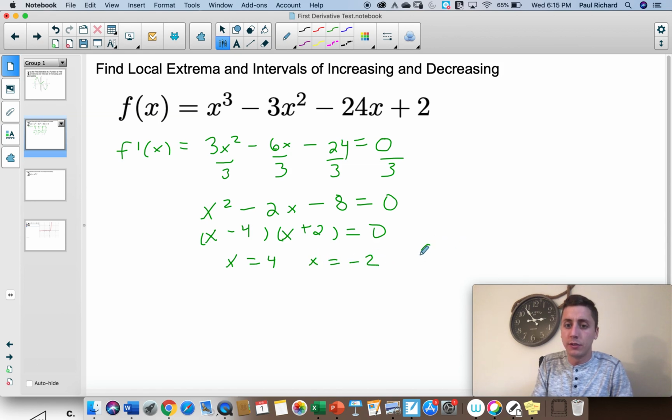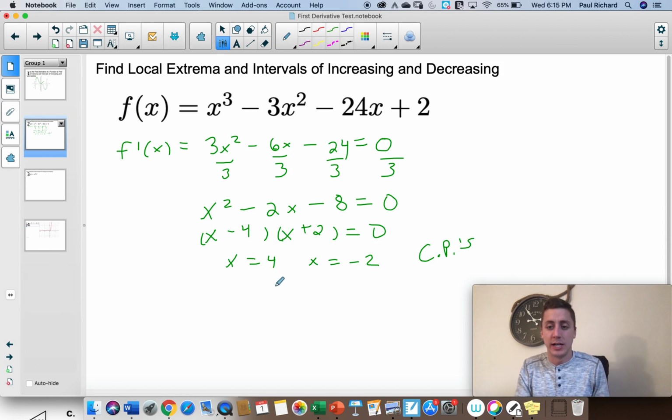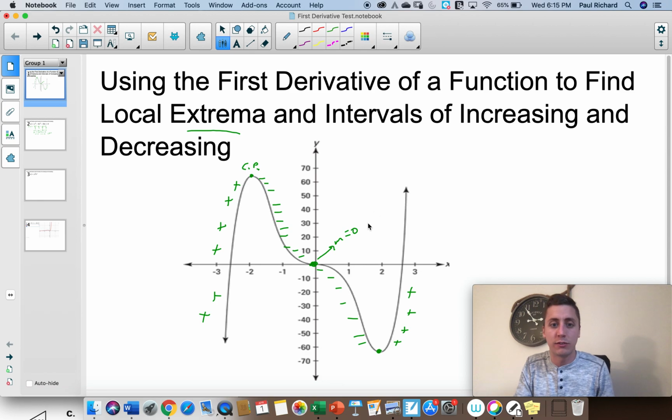Always label these things as your critical points. It doesn't mean that there's automatically a sign change there, though, right? Because one of these things could be a shelf like this. But we'll check the signs right now.